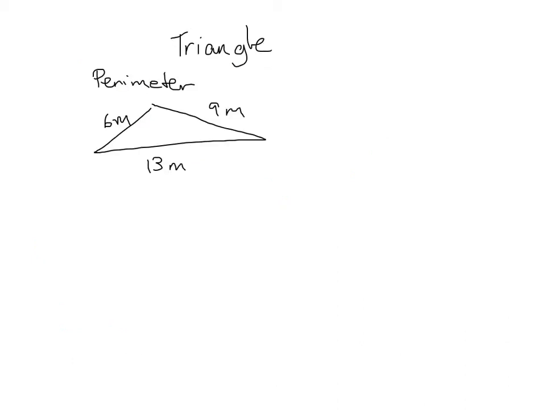Okay, so now that we understand what the perimeter means for a rectangle, we can apply that exact same thing to a triangle or any other polygon. So it's really just the distance around the figure. So if we were to go here, here, and here, and add that all up, we would get the perimeter. So the perimeter of our triangle here is 6 plus 9 plus 13, and that gives us 28 meters. All right, so that's how you get perimeter of all these figures. You just add all sides.